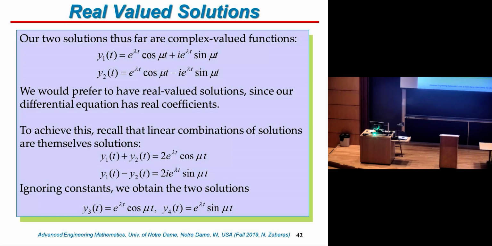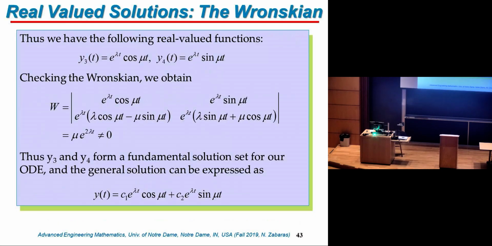And if you plug in those two fundamental solutions and their derivatives in W, you actually get that this is mu e to the 2 lambda t. And because we assume here mu not to be 0, W is not 0. So we're OK. We can take any time as the initial condition. So the general solution is given by this nice formula. So if somebody gives you initial velocity and displacement, you can calculate coefficients C1 and C2.